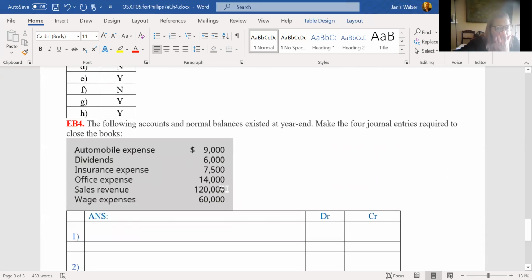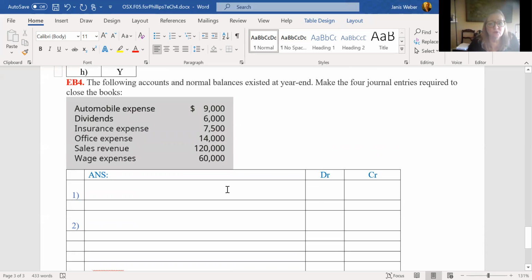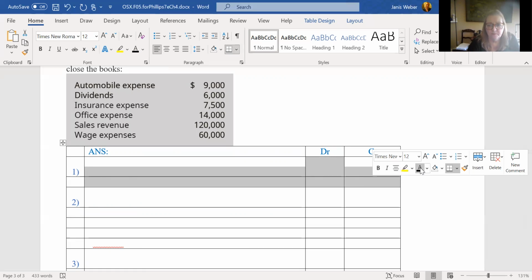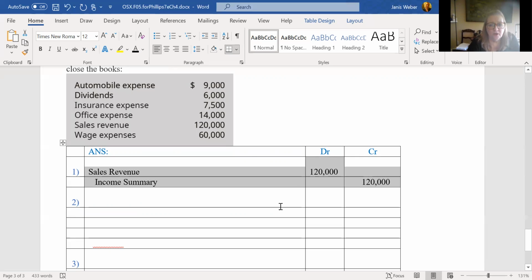Okay, this is the last one. EB4, the following accounts and normal balances existed at year end, make the four journal entries required to close. So we see that we have dividends, we have one revenue, and we have four expense accounts. So we start, the first entry is to close revenue to the temporary account income summary. So it's a 120 credit balance. So in order to close it, we debit 120 to sales revenue.